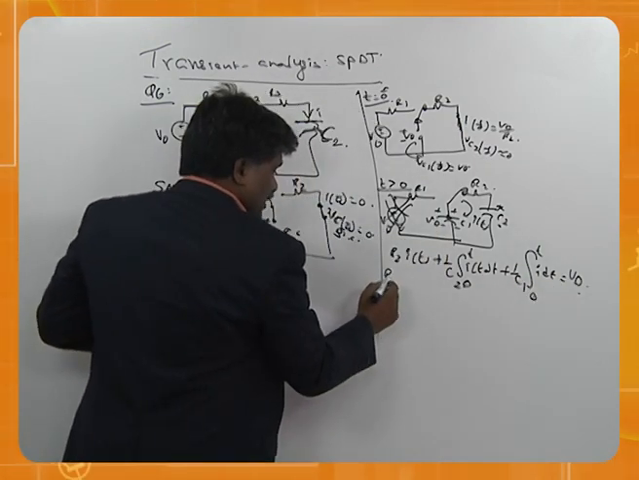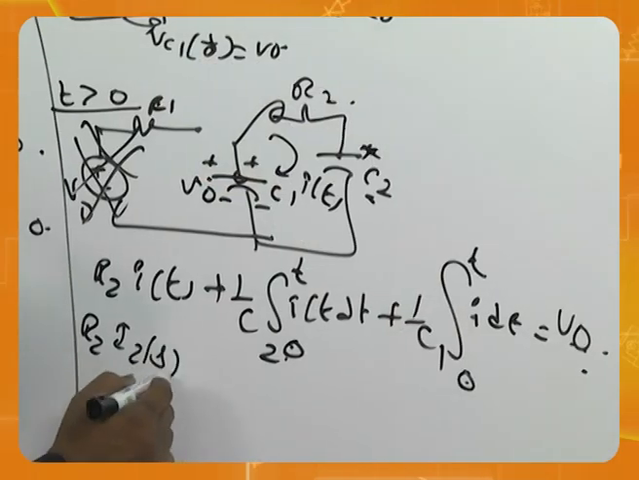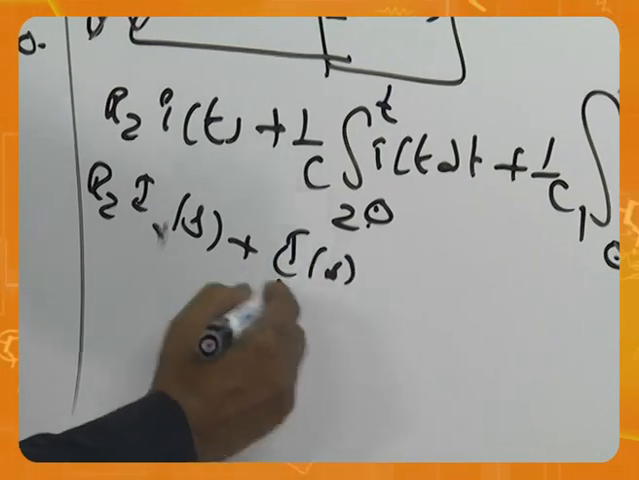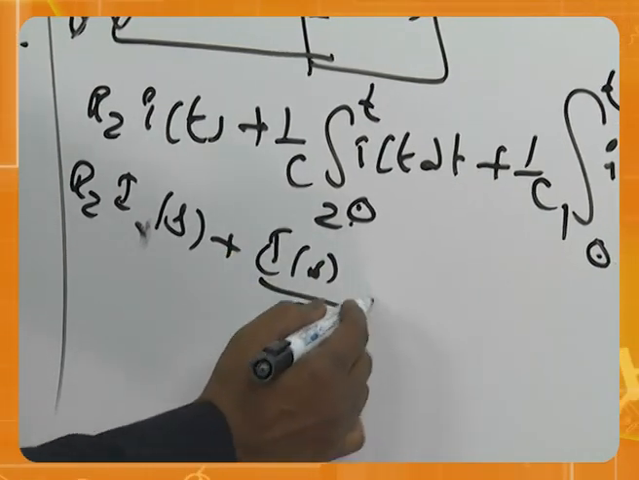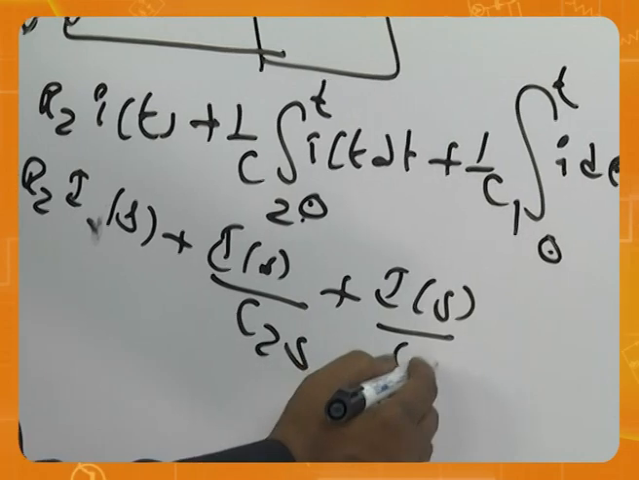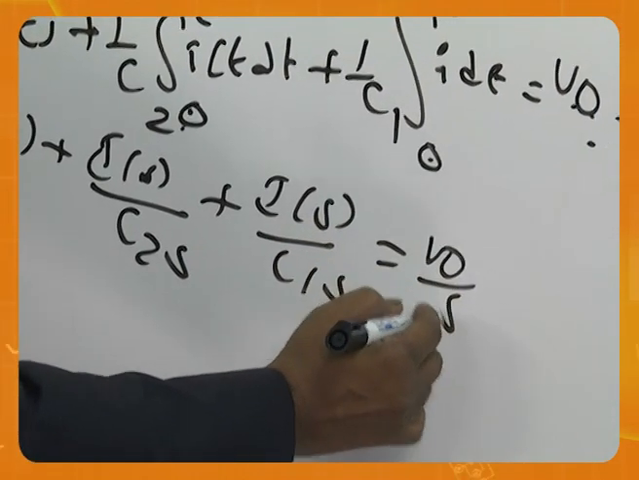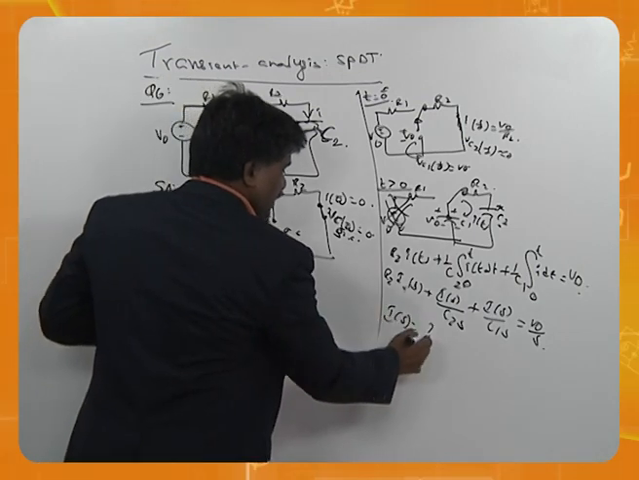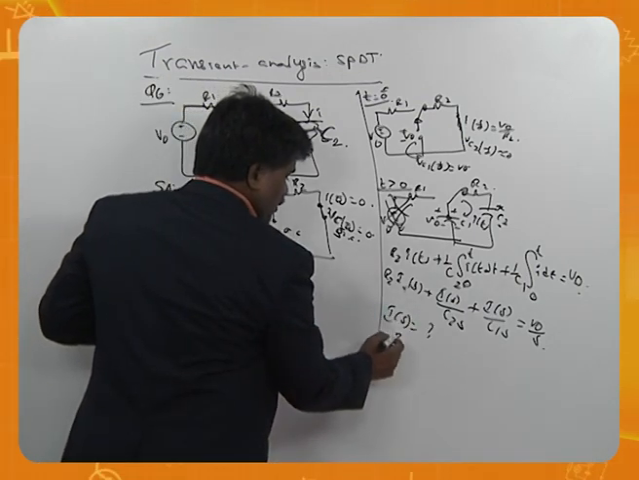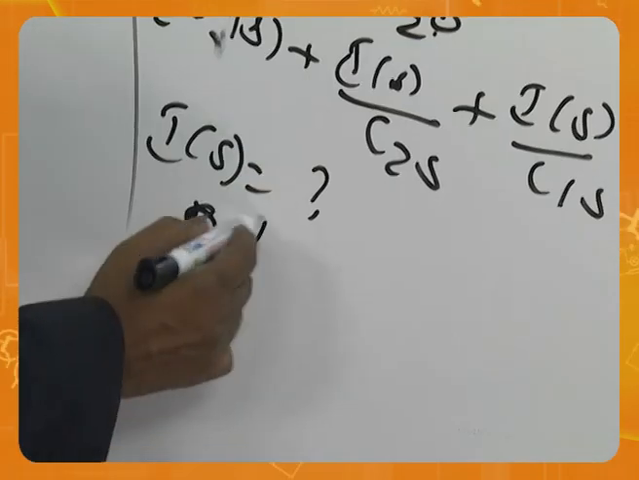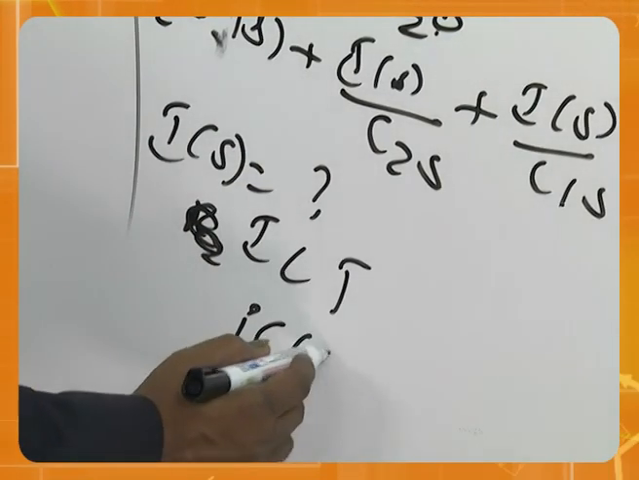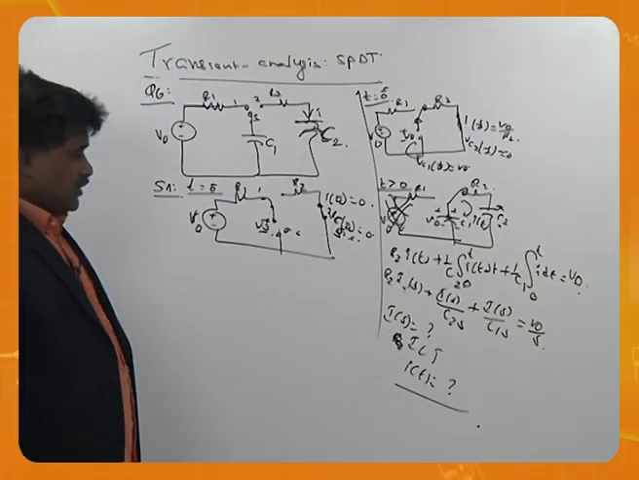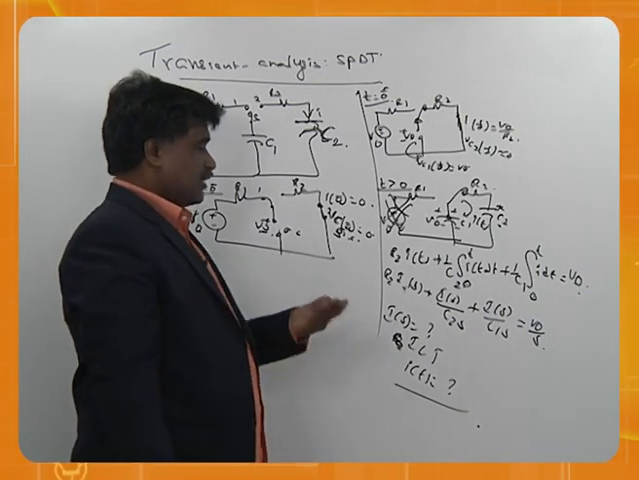So if I take Laplace transform, R2 I of s plus I of s by C2 s plus I of s by C1 s is equal to V0 by s. Now solve for I of s. Then if we take inverse transform, I of t will come. That's the thought we have. So how to take inverse transform? It's just an ordinary procedure.